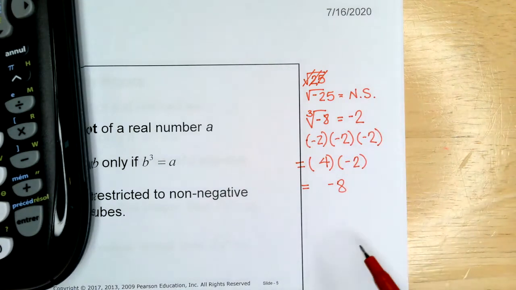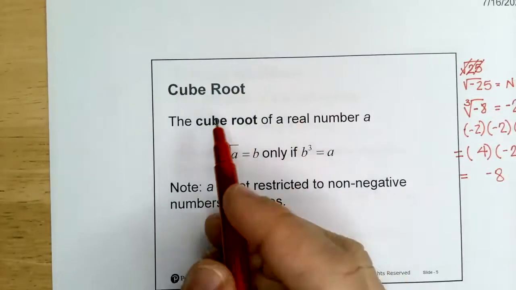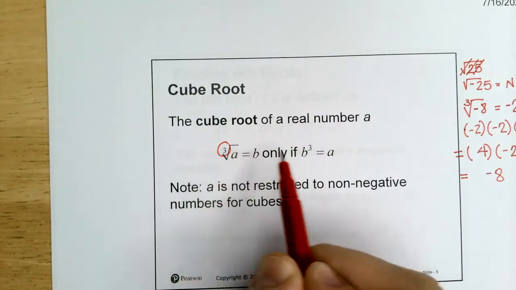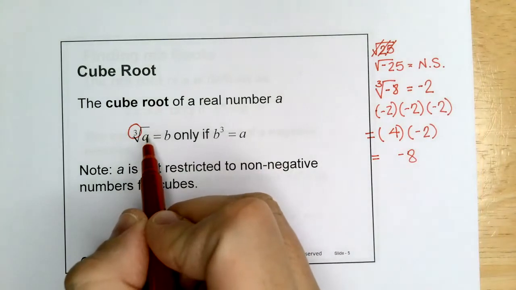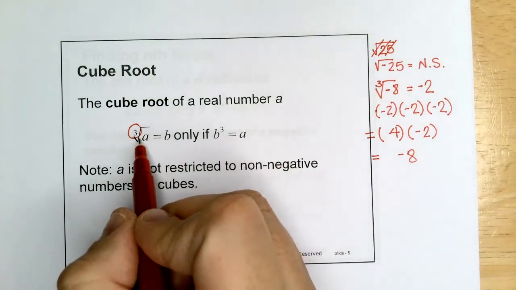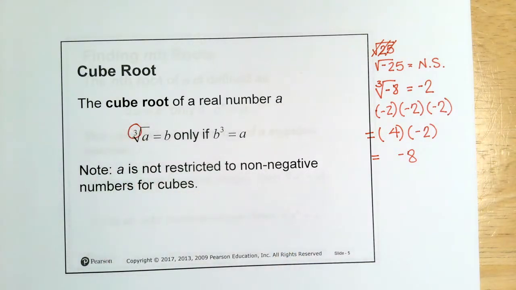So that is why, if it is an odd number here, you can have a negative underneath. Good. So a can be negative if this number is odd. If that number is even, a can never be negative. We just say no solution. Okay.